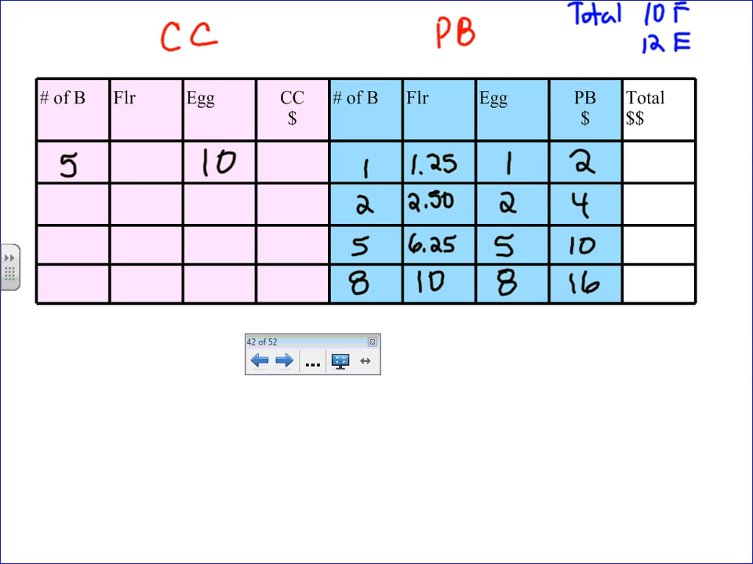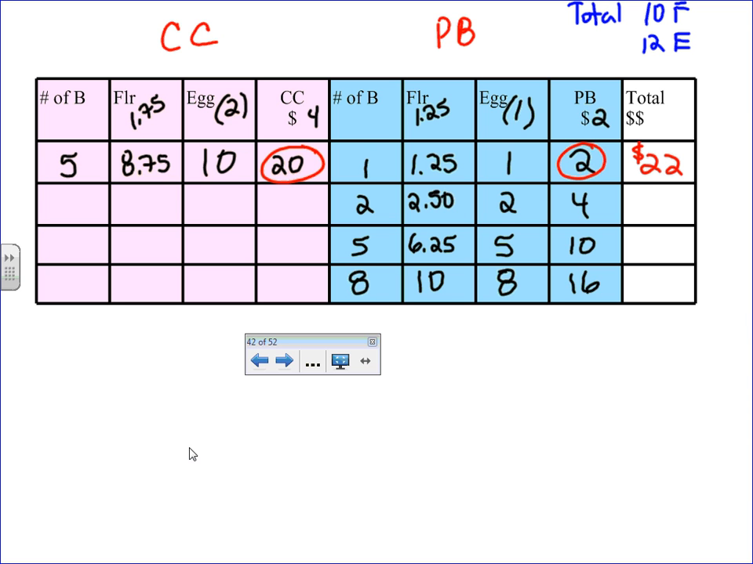And I said, if each batch takes 1.75 flour, and I'll put that here, okay? And it takes 1 egg per batch of peanut butter and 2 eggs to make each batch of chocolate chip. That might be helpful, okay? And these are $4 a piece, and these are $2 a piece, okay? So 5 times 1.75, you get 8.75. And if I'm making 5 batches of cookies and they're $4 each, that's $20.